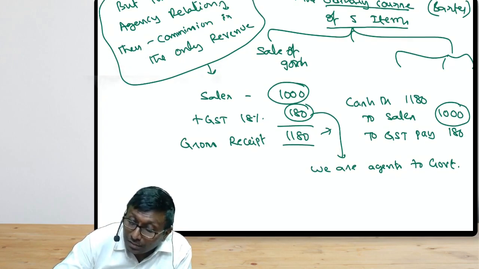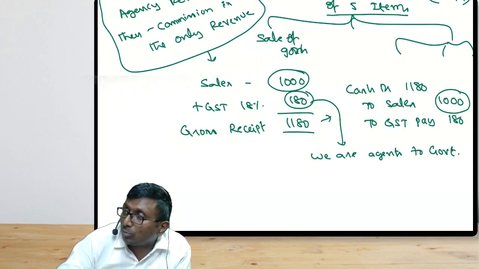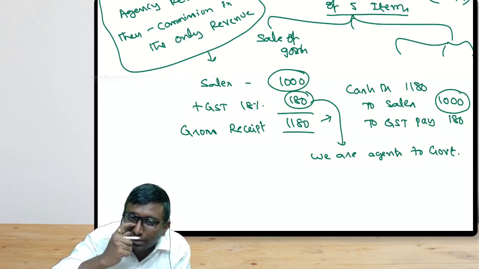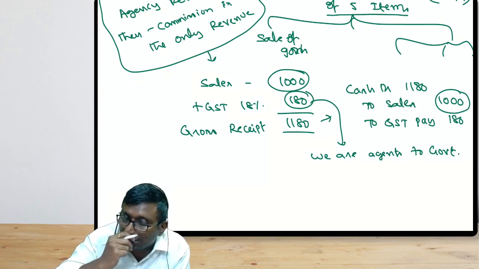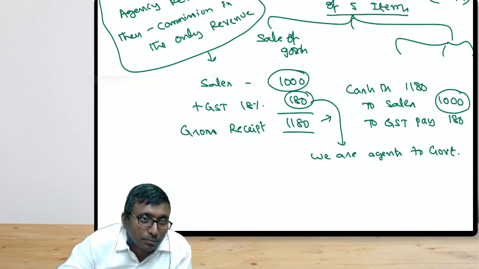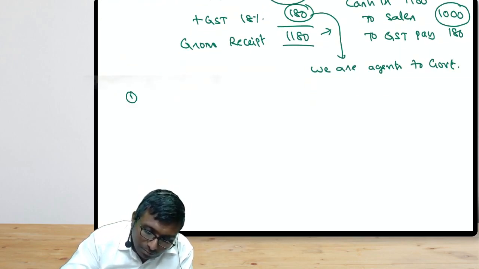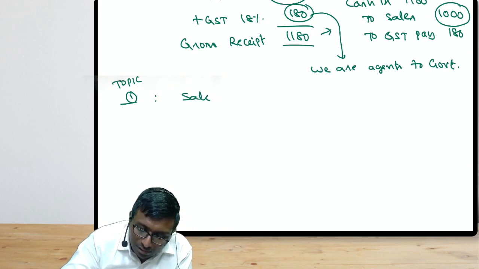Understood? That's why here 1000 you are supposed to take, but not 180. Are you getting my point? Right. Here my money is only 1000. You should be careful. I am not liable to pay to a third party, that is government. Shall we go ahead? Right. Next. Let's go to topic number 1. Topic number 1 is what? Sale of goods.